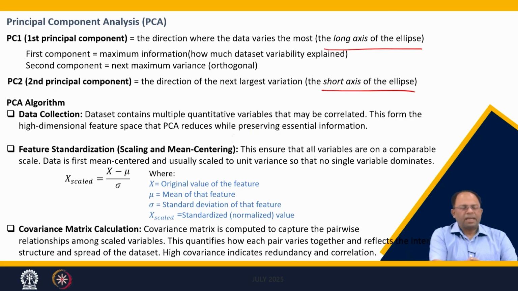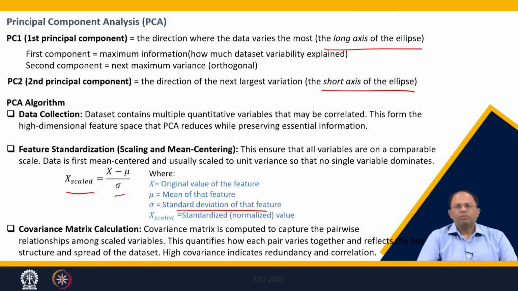So that means x scaled is equal to x minus mu divided by sigma, where x is the original value of the feature, mu is the mean of that feature, and sigma is the standard deviation of that feature. And after the scaling, only then will we start working with the data set.